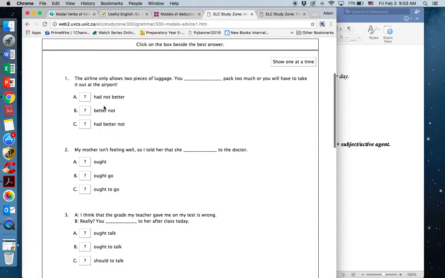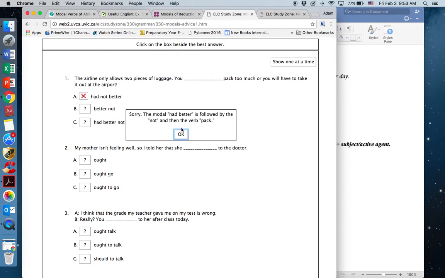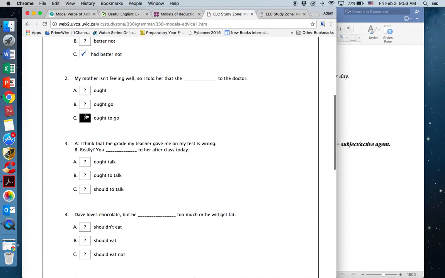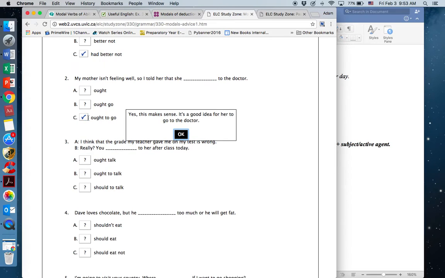Okay, the airline only allows two pieces of luggage. You blank pack too much or they have to take it out of the airport. Well, that's strong advice. All right. Oh, excuse me, had better not. I wasn't paying attention, sorry. My mother isn't feeling well, so I told her that she blank go to the doctor. She ought to go to the doctor.